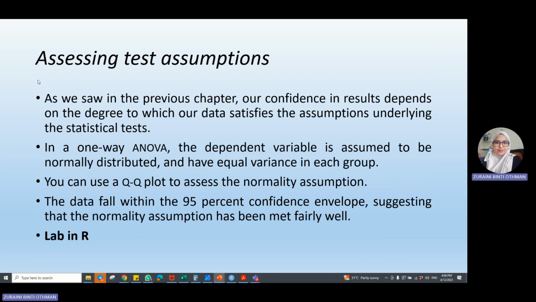Okay, I think that we have to stop here in assessing test assumptions. Then we go to part 2 later on. I will record later on assessing test assumptions.